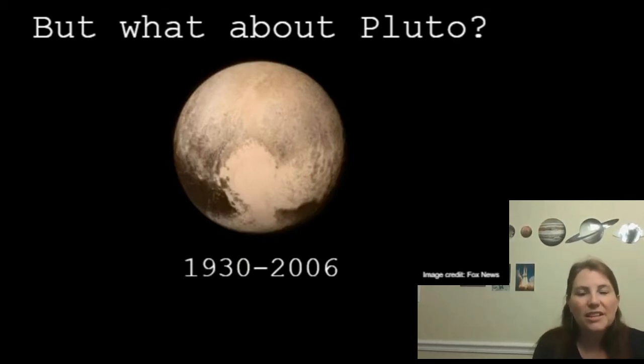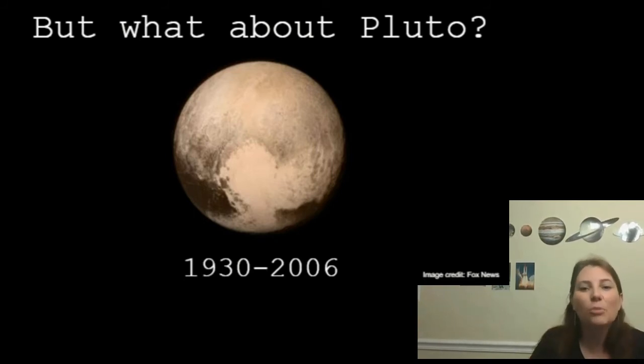There's a group of scientists in the world called the International Astronomical Union, and they have three big rules for something to be considered a planet. As they looked at the new object and what they knew about Pluto, they started to realize that even Pluto didn't fit all three of those rules. So they changed its status to a dwarf planet.